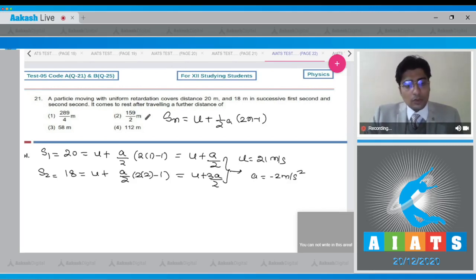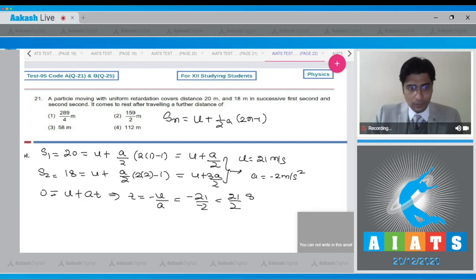Now, let us first find out the time taken by the particle to come to rest. The time taken by the particle to come to rest can be calculated by using the equation v, that is 0, is equal to u plus at. We have written the final speed to be equal to 0. So t will be equal to minus u by a, that is minus 21 by minus 2, that is 21 by 2 seconds.